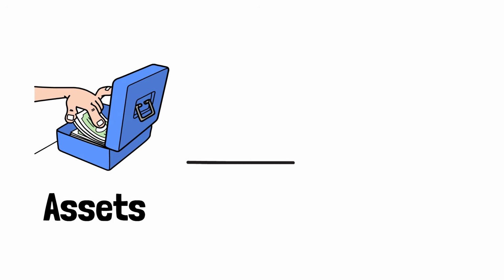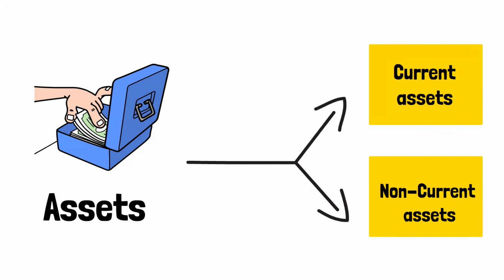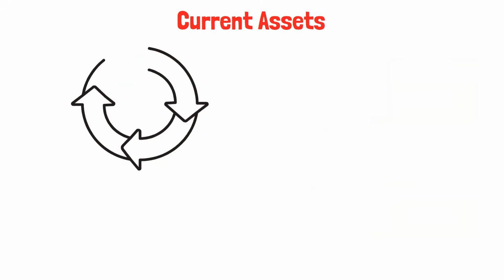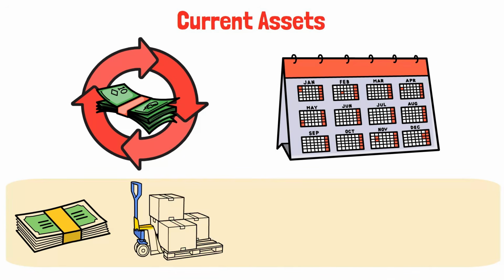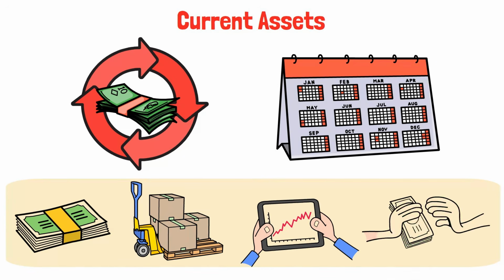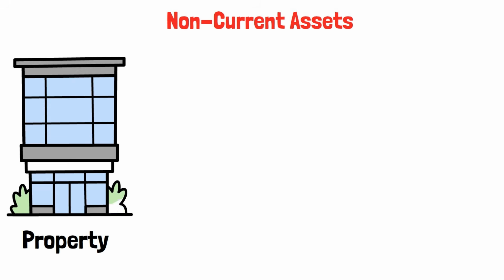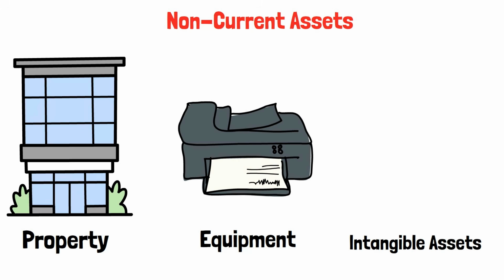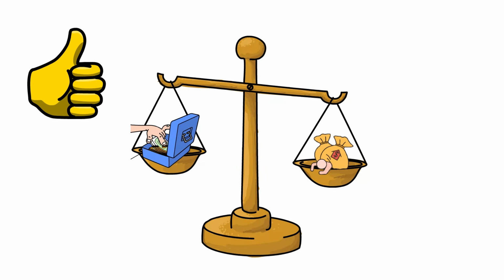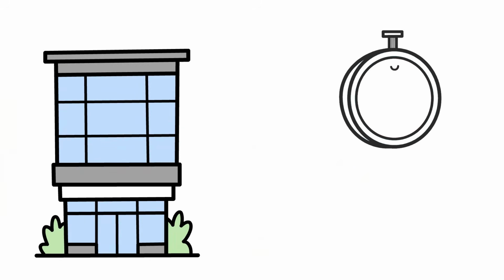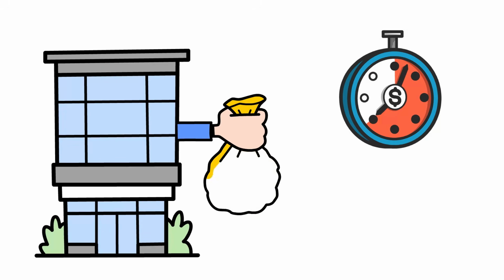Let's start with the assets, the resources a company owns. There are two main types. Current assets, which are expected to be converted into cash within a year. This includes cash, accounts receivable, inventory, and short-term investments. Then we have non-current assets, like property, equipment, and intangible assets, such as patents or trademarks. If current assets are significantly higher than current liabilities, that's a good sign. It means the company is likely to meet its short-term obligations.